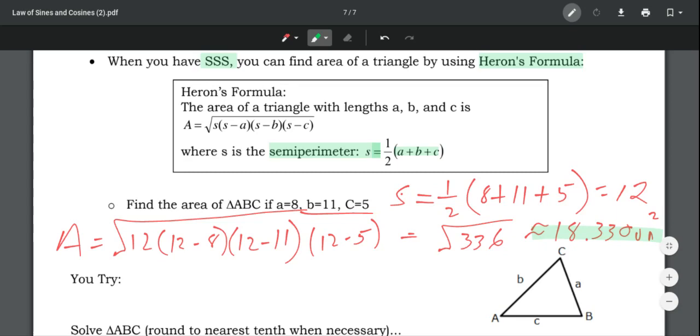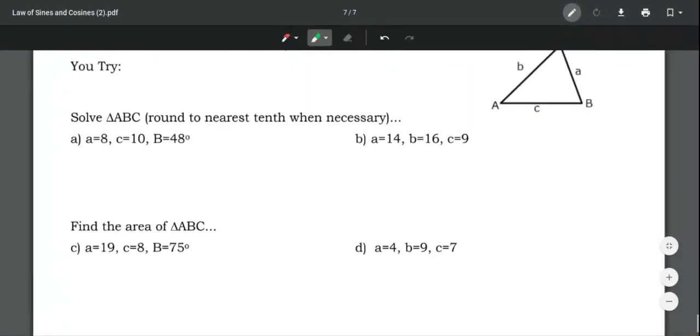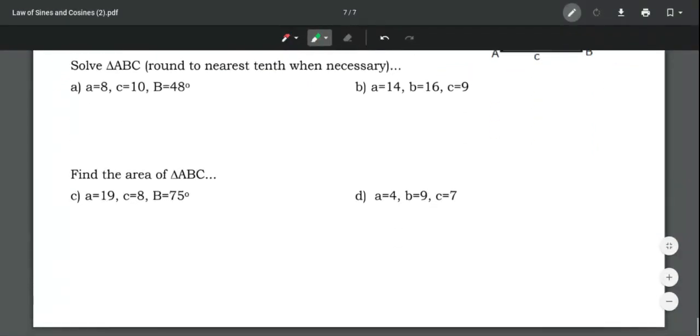All right, so part of your homework, guys, is going to be on this last page here. You are going to have to do C and D, find the area of these two triangles. That's part of your homework, and the only reason I say that's part is because there's one more thing I want to go over with you today.